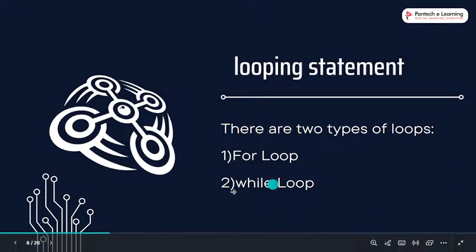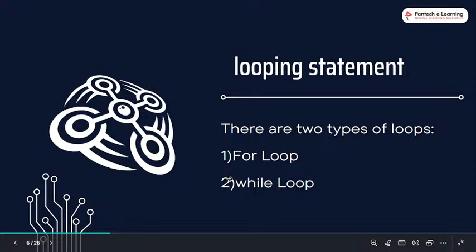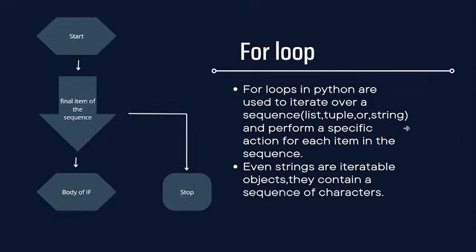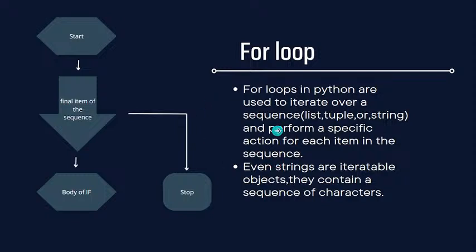There are two different types of looping: one is the for loop, another one is the while loop. First, we understand what is a for loop. The for loop in Python is used to iterate over a sequence like a list, tuple or string. It repeats over a sequence basically. The list, tuple or string are sequences of characters, so it iterates over a sequence of characters. That is what a for loop means.